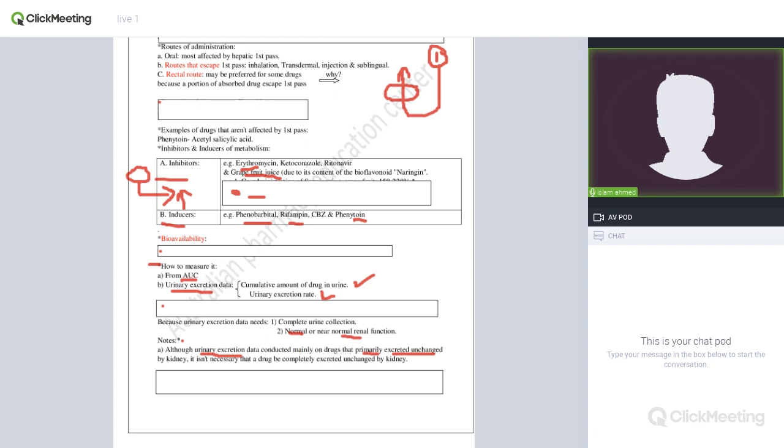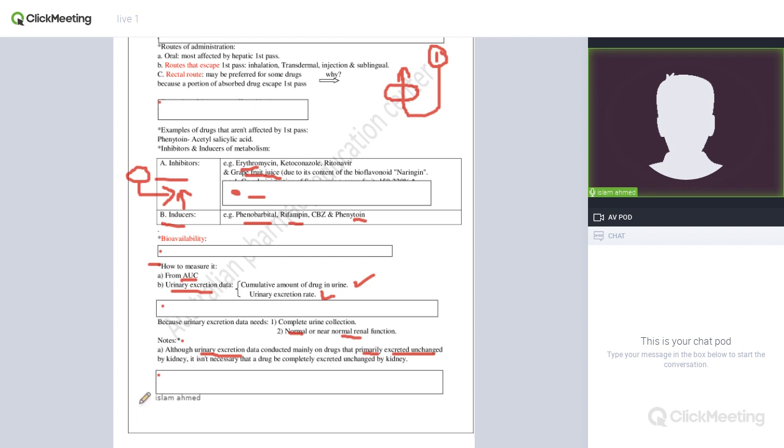Also, the use of urinary excretion data to calculate bioavailability is based on the assumption that a drug must first be absorbed into the systemic circulation before it can appear in the urine. Okay, that means that other types of drugs, such as sublingual patches, will not follow that rule.